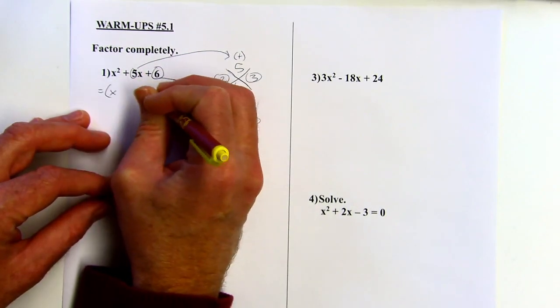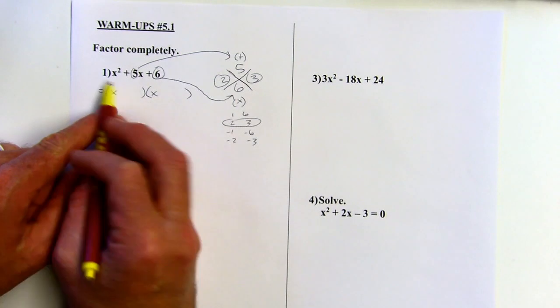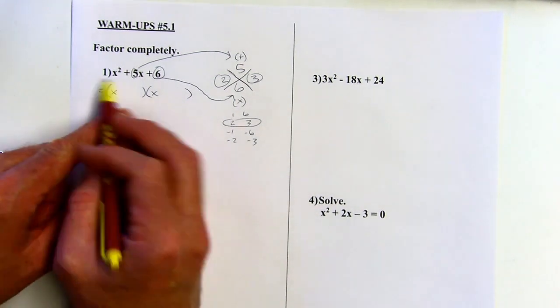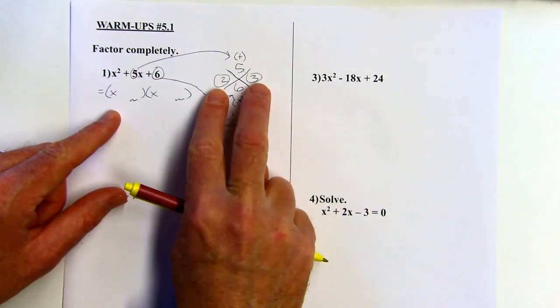So I've got my two parentheses. I know this is going to begin with x in both of these, because x times x would give you x squared, right? If you were foiling this, if you did first, outer, inner, last, that would give you the x squared. So we need to figure out what goes in the back, and that's where these numbers come in.